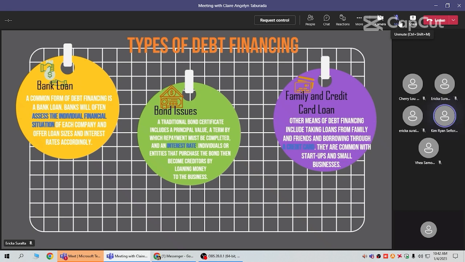So next we have family and credit card loan. Other means of debt financing include taking loans from family and friends and borrowing through a credit card. They are common with startup small businesses. Next, please.